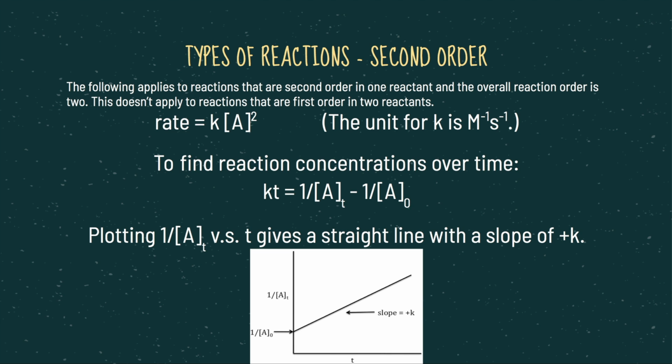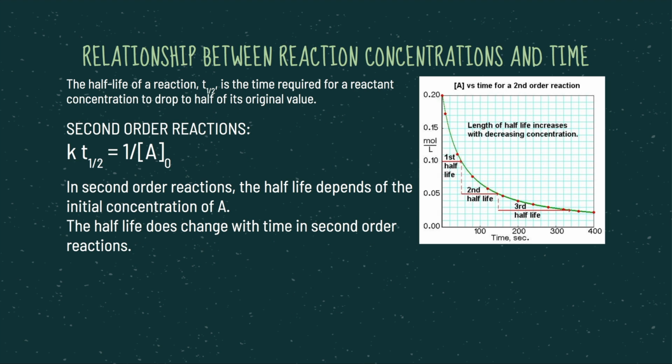This is different from the first order reaction because there are no natural logs. Plotting the inverse of the concentration versus time gives a straight line with a slope of positive K. In second order reactions, the half-life depends on the initial concentration. The half-life times the K value equals the inverse of the concentration. The half-life increases as the concentration decreases, which is represented by the graph.